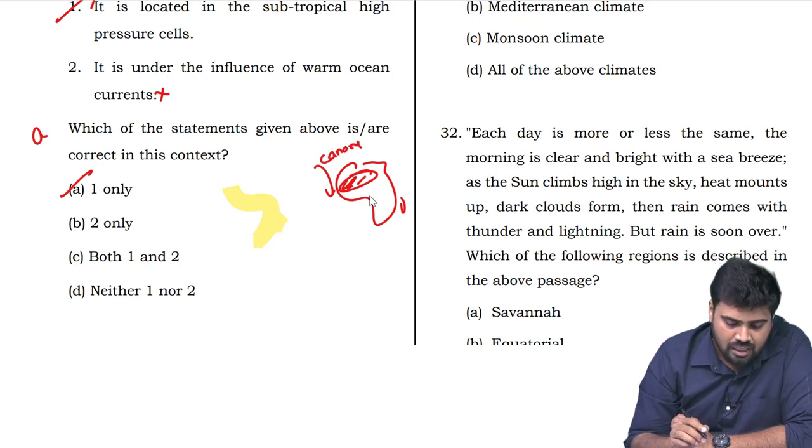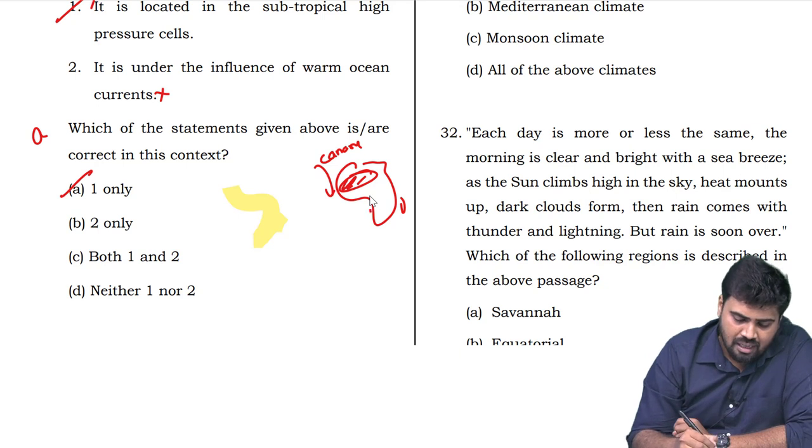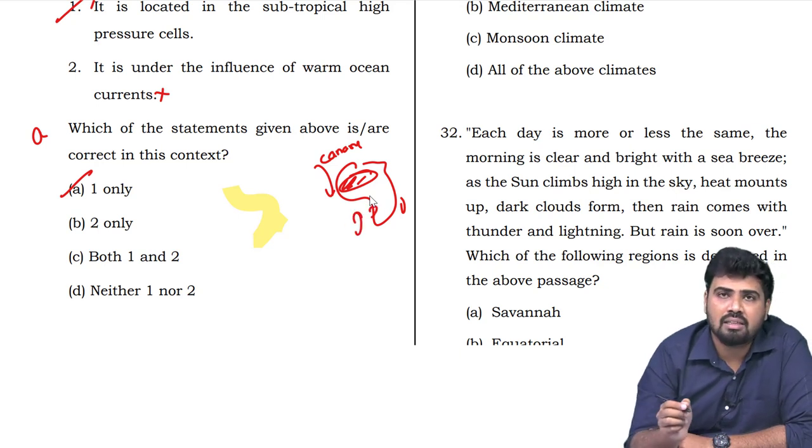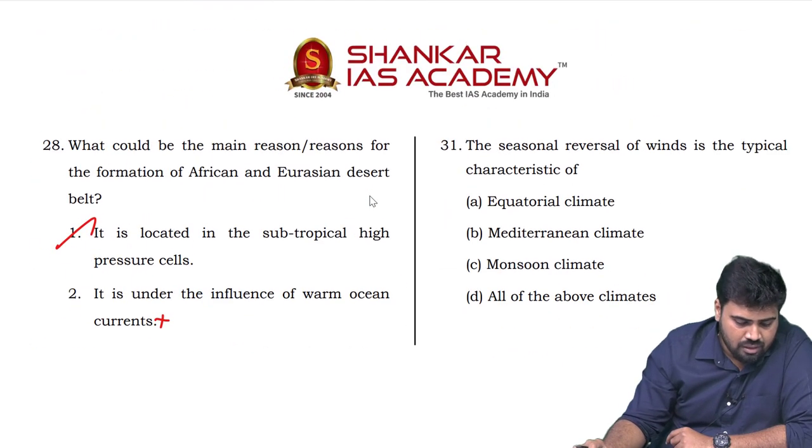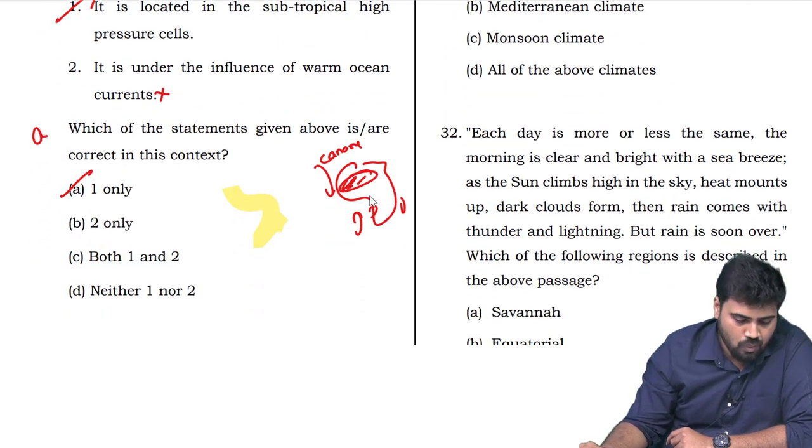So cold ocean current has an impact. For example, if you take the Namib desert, it is the Benguela current. So cold ocean current again. So cold ocean current is the important factor. So 28, option A, one only.